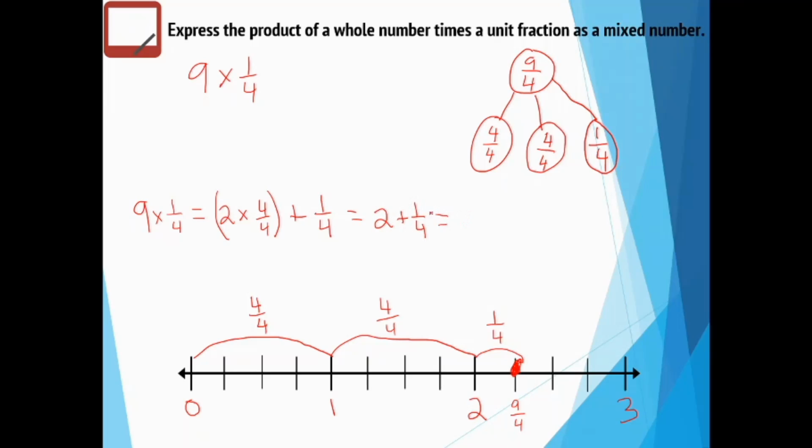Well, now we can just rewrite this as our mixed number fraction. So you can see here that 9 times 1/4, we can just write this as a mixed number fraction as 2 and 1/4. And we see this on the number line because we have 2 wholes and 1/4. So 2 and 1/4 is the answer. All right. That's it for today. So it's not very difficult.